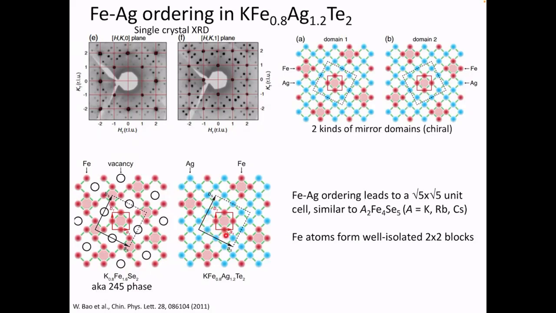So basically they have the same kind of unit cell, but in the 245 phase, the iron blocks are much closer to each other. They're actually directly connecting. But in this case, they're much further apart.